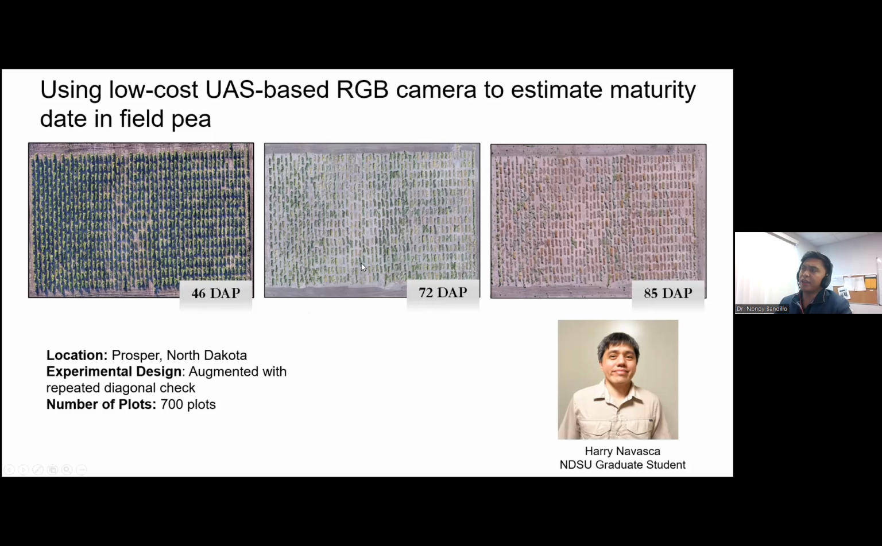And just to give you an idea, see here at maturity, you can essentially identify which one is early, which one is late, just based on the color of the images. All right, and this is based on 700 plots. And I think this is the diversity panel. We want to use the diversity panel because the amount of variation per maturity is substantial.